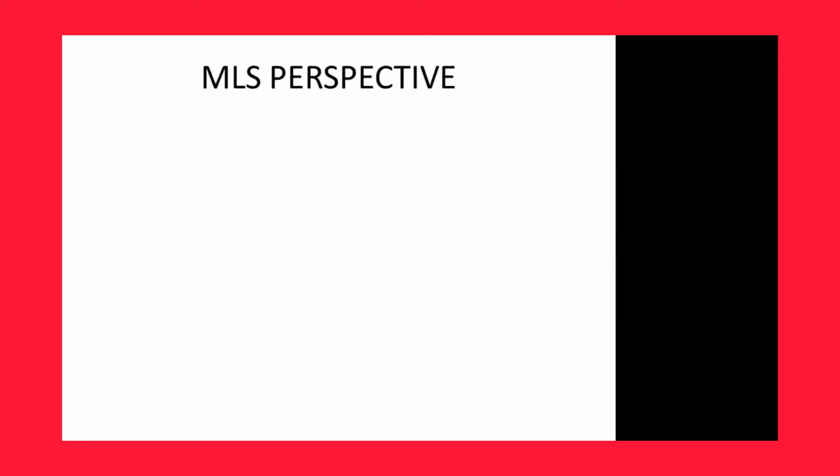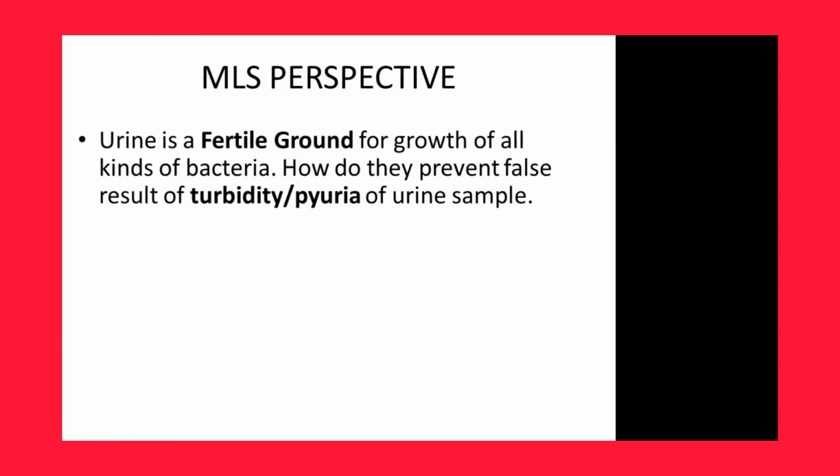The medical laboratory scientist's concern is very germane, because urine is a very fertile ground for growth of all kinds of organisms, all kinds of bacteria. So how do they now differentiate between the new turbidity, which is caused by bacteria, that is the real bacteria in the system, and not the contaminants? It's a very difficult decision.